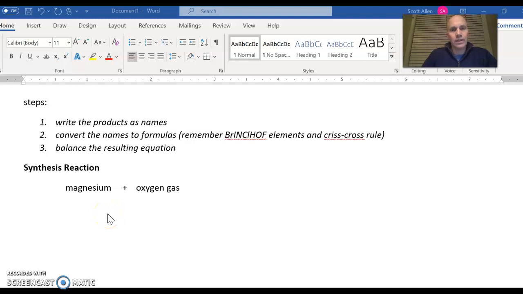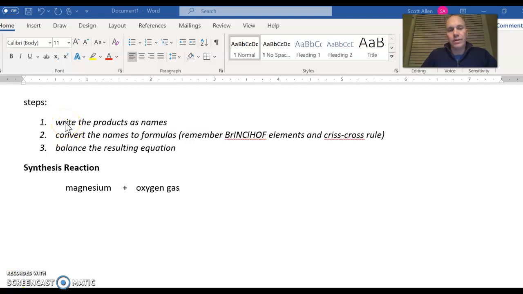Okay, so in this video, I'd like to go over how to predict and write formulas for both synthesis reactions and decomposition reactions. Synthesis reactions are fairly easy to spot because you're going to have two reactants, and each of them is just going to be an element. I'll do two examples for this. The first one is magnesium and oxygen gas.